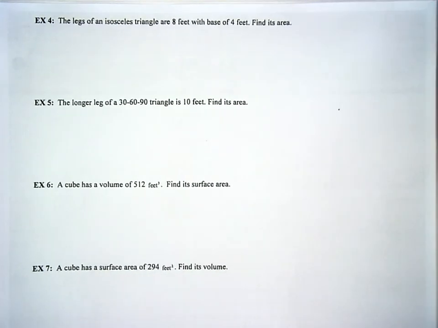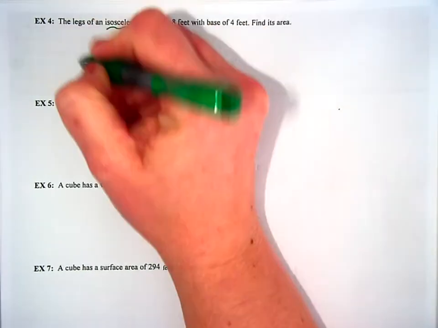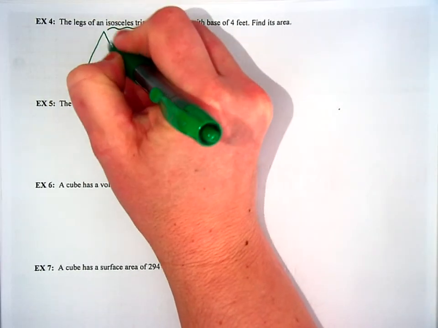Okay, so here's some prism problems that are just word-based. And first, we're just starting with a little review of just triangles. So the legs of an isosceles triangle are 8 feet with a base of 4 feet. Find its area. So it always helps to visualize. So I'm looking at an isosceles triangle. So let me draw an isosceles triangle.